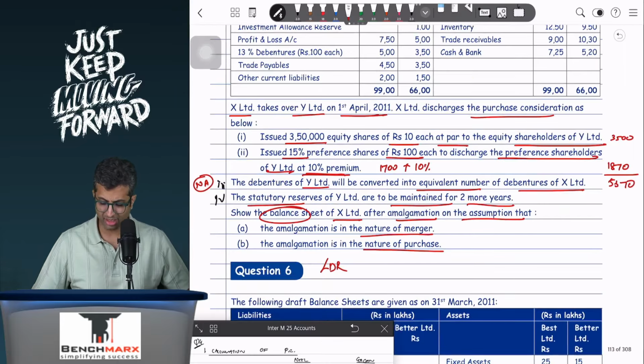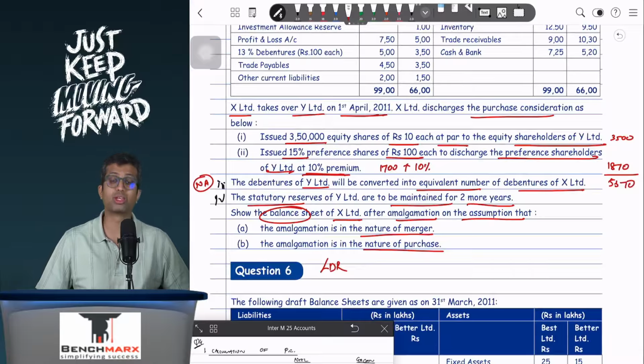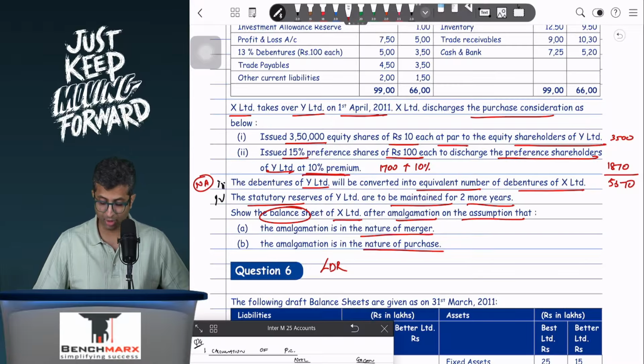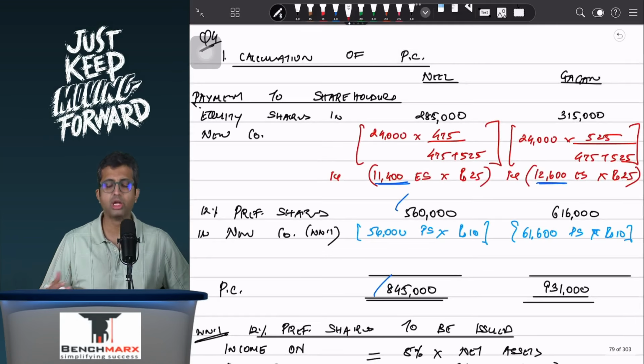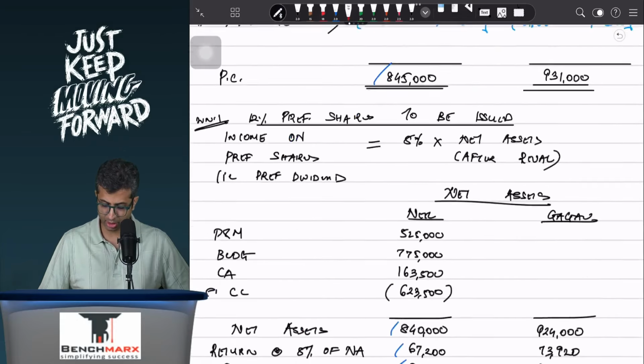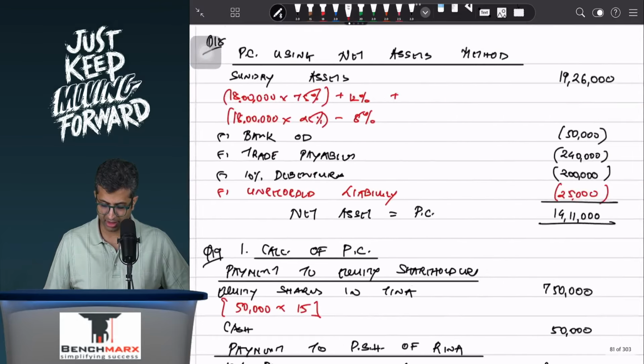So if you look at amalgamation in nature of merger, for example, you will take over all assets and liabilities at book values. Now you are not required to pass journal entries, but just for a reference, if you had to pass the journal entries, your entry will be business purchase account debit to liquidator 5370, then liquidator account debit to equity share capital 3,500 and preference share capital 1870.